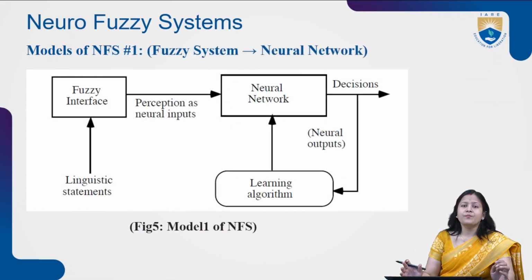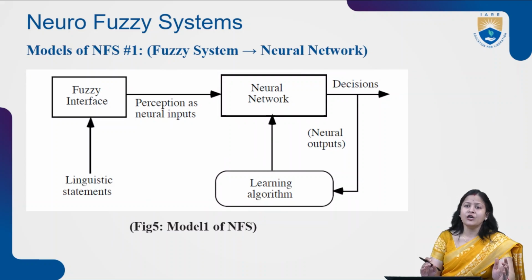So this is the pictorial representation of the first Neuro-Fuzzy system model, where the fuzzy inputs are provided to the neural network. Now you can see in this diagram, the linguistic statements are called the fuzzy inputs, which will be passed to the fuzzy interface. Here the linguistic statements, which are the crisp inputs, will be provided to the fuzzy interface to convert them into their perception as neural inputs. The outputs coming from the fuzzy interface are nothing but the fuzzy outputs. These outputs are called the perception as neural inputs.